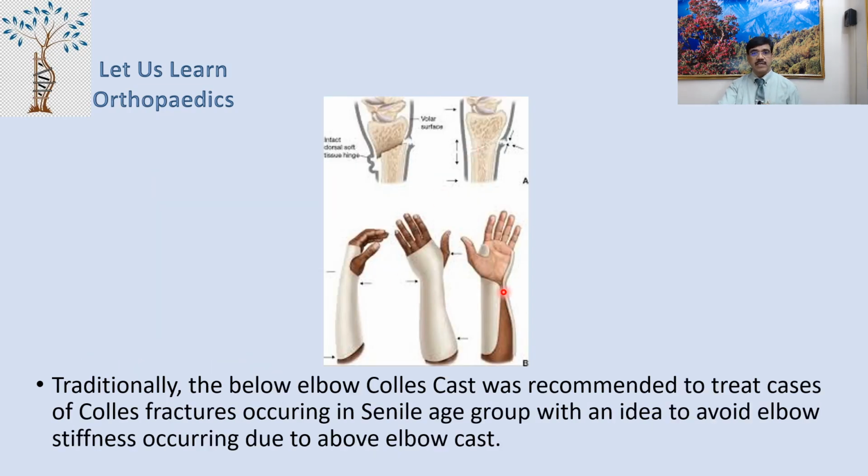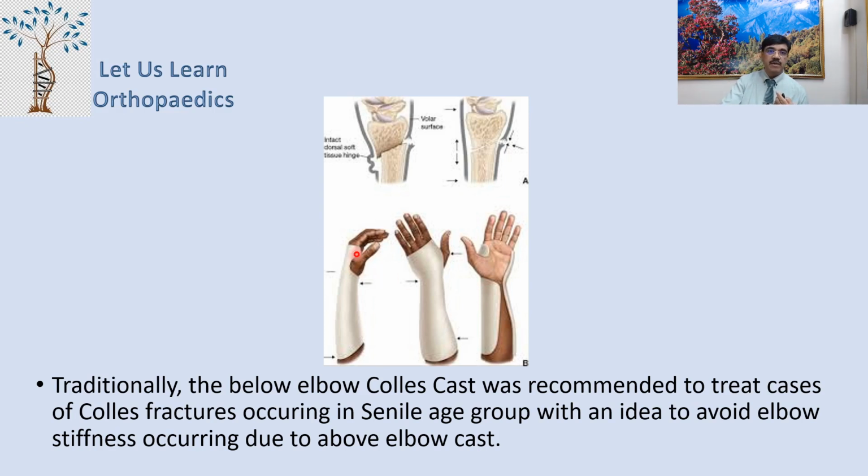Now you can see in this particular picture, ideally to put such a cast, you need almost 8 inches wide plaster of Paris slab. Traditionally the below elbow cast was recommended to treat Colles fractures occurring in the senile age group, with the idea to avoid elbow stiffness occurring due to an above elbow cast.